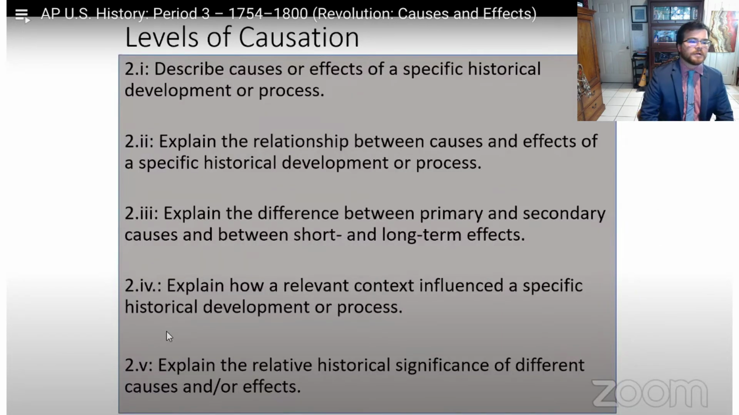Okay. Levels of causation. These are the levels of causation for this historical thinking skill. There's different ways that we can enforce this causation within our essays, within our DBQ. So describe the causes or effects of a specific historical development or process. Explain the relationship between causes and effects of a specific historical development or process.